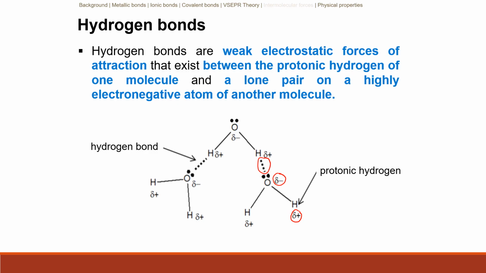So take note that when you are drawing a diagram to represent hydrogen bonds, there are a few things that you must include, known as marking points. Number 1, the lone pair of electrons. Number 2, partial charges on O and H. Number 3, a dotted line to show the hydrogen bond. And number 4, label the hydrogen bond.